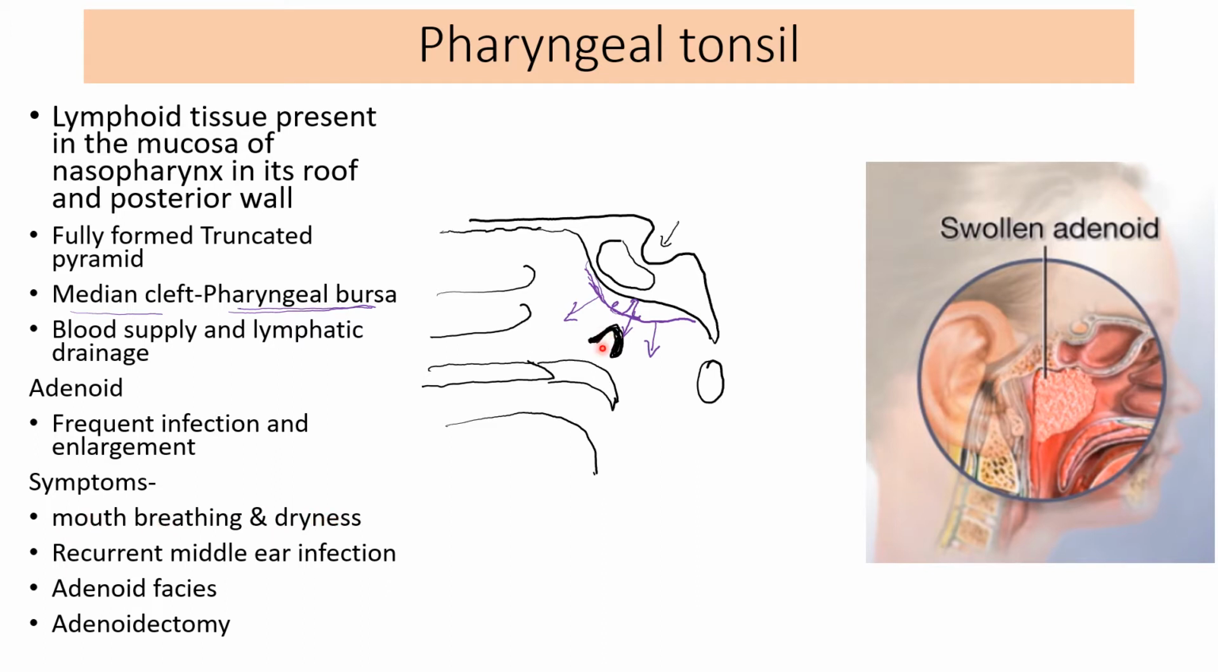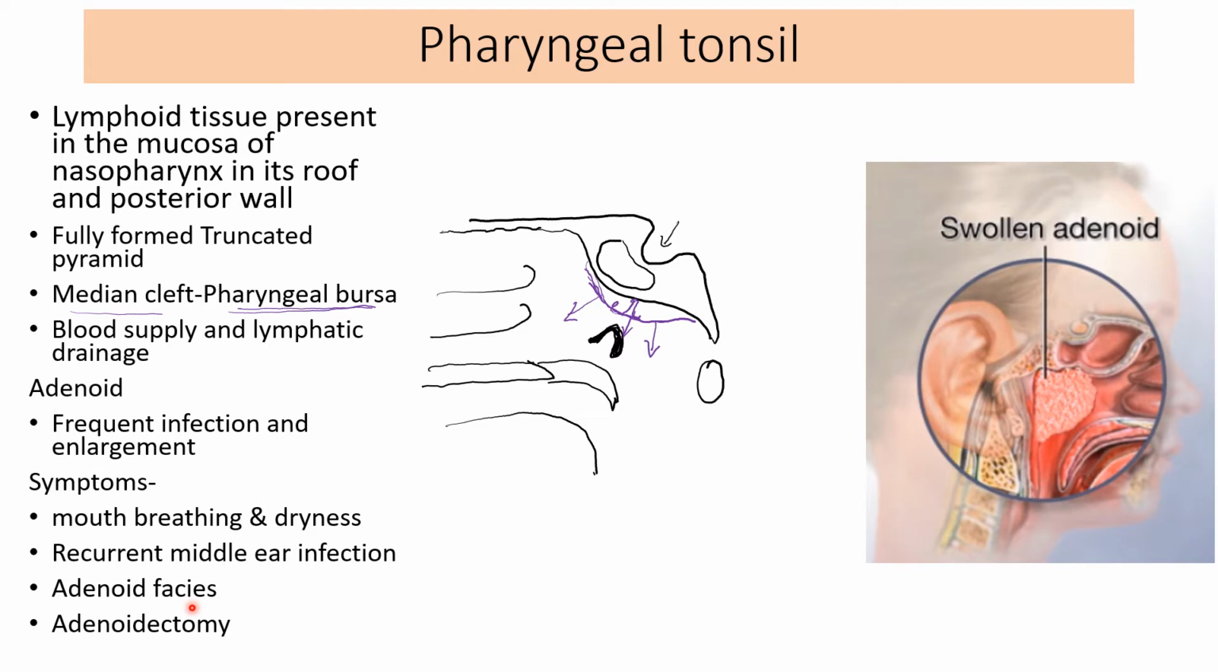Because of the blockage of the pharyngotympanic tube, there occurs recurrent middle ear infection, because the tube is blocked. So the air which is present in the middle ear cavity gets sucked in or absorbed, and there occurs secretion of fluid, and that leads to serous otitis media. And when this gets infected, it can lead to otitis media also.